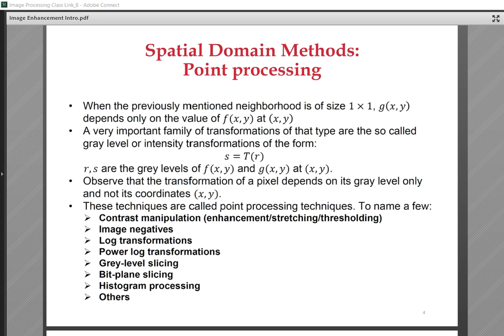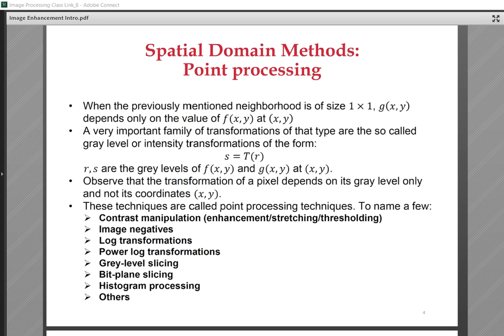We said a very important family of transformations of that type are the so-called gray level transformations or intensity transformations, of the form s = T(r). This r is an intensity level, and this s is the new intensity level for some pixels, for some x, y pixels. r and s are the gray levels or intensity levels of f and g at, for example, a point x, y.